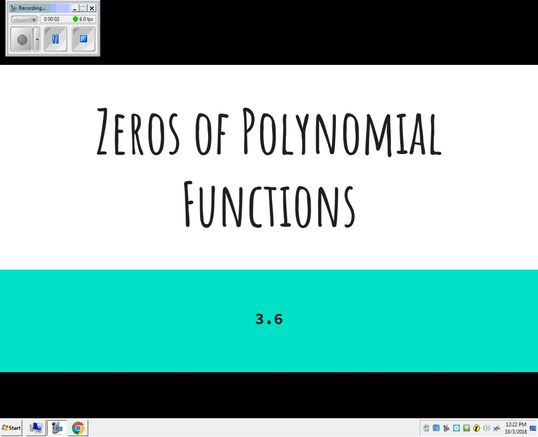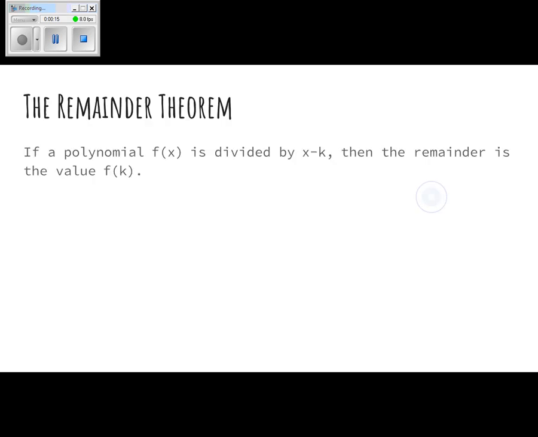It's one of my favorite topics to cover in a pre-calculus, college algebra, or algebra 2 course. The whole idea is zeros of polynomial functions. So we're going to go slow through this. This is going to be part 1 of a 3-part video series. So the first thing we're going to need on this is the remainder theorem.